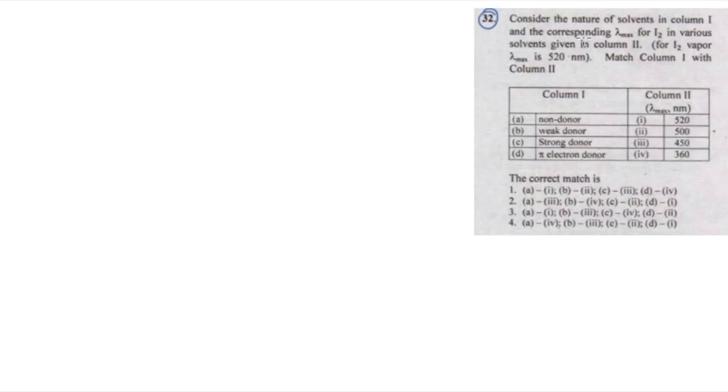So the question says: consider the nature of solvent in column 1 and the corresponding lambda max for I2 in the various solvents given in column 2. It is given that I2 in vapor phase has a lambda max of 520 nanometers. So match column 1 with column 2. So how to match it?